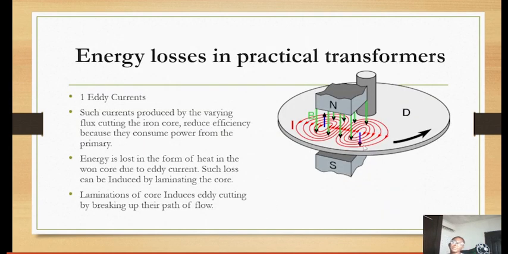Energy losses in practical transformers: one, eddy current. Such currents produced by the varying flux cutting the iron core reduce efficiency because they consume power from the primary. Energy is lost in the form of heat in the iron core due to eddy current. Such loss can be reduced by laminating the core. The laminations of the core reduce eddy currents by breaking up their path of flow.